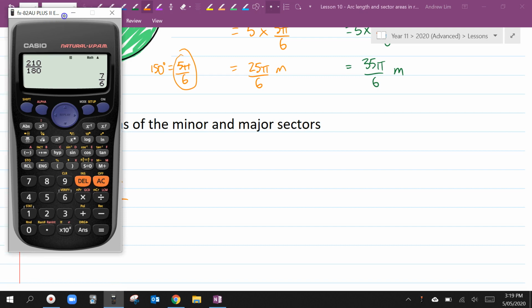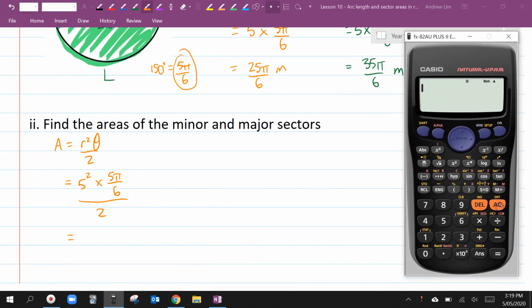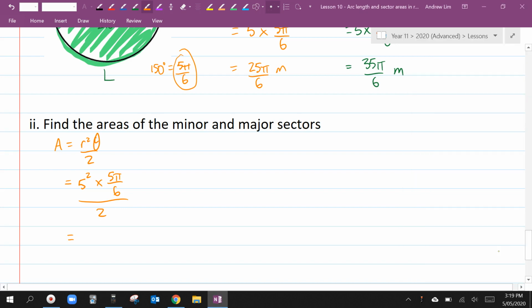Alright. Let's do this to 2 decimal places. So we have 5 squared, actually let's do it like this. 5 squared times 5 pi on 6 all over 2. 32.72 square meters.